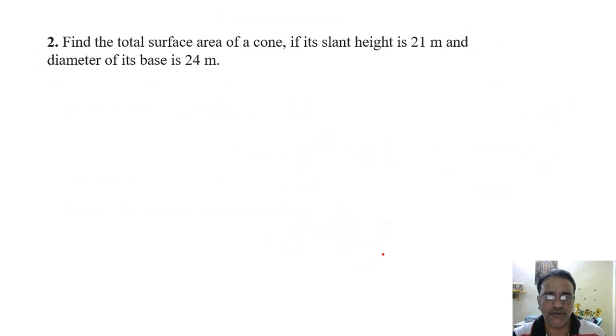Now second question. Find the total surface area of a cone if its slant height is given 21 meter and diameter of its base is given 24 meter. What is the formula of total surface area? It is pi r into r plus l. So every term is given. In fact, diameter is given, but we need to find radius.